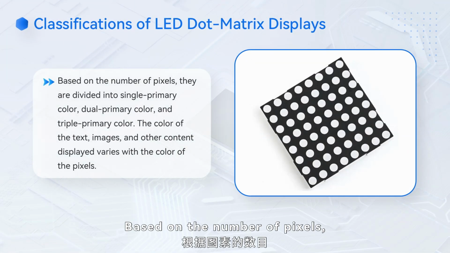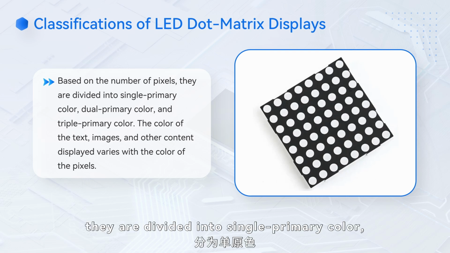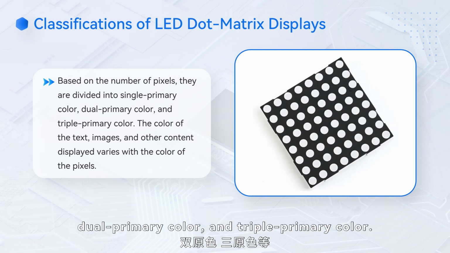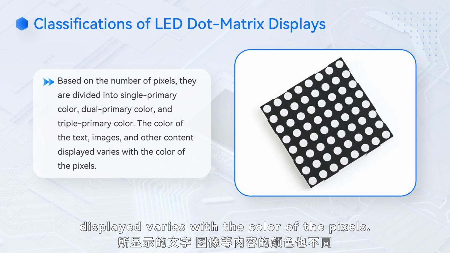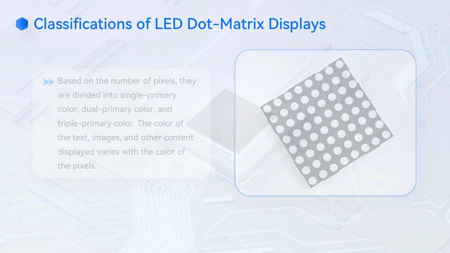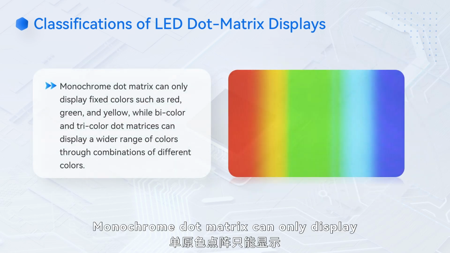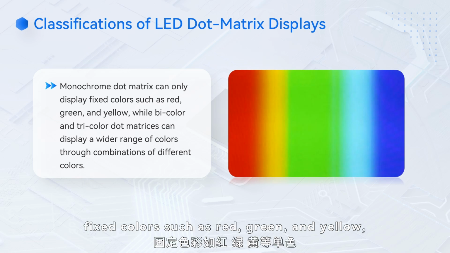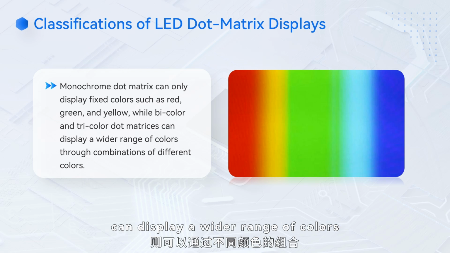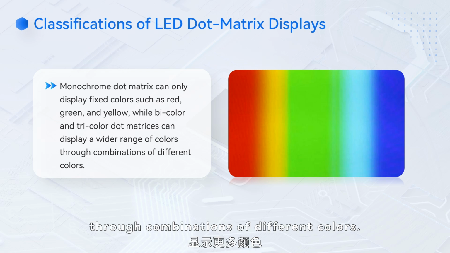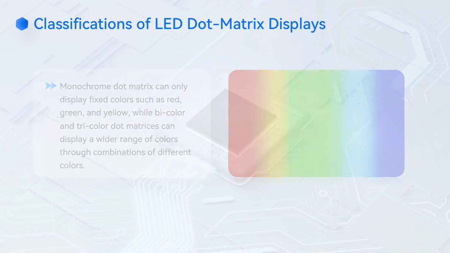Based on the number of pixels, they are divided into single primary color, dual primary color, and triple primary color. The color of the text, images, and other content displayed varies with the color of the pixels. Monochrome dot matrix can only display fixed colors such as red, green, and yellow, while bicolor and tricolor dot matrices can display a wider range of colors through combinations of different colors.